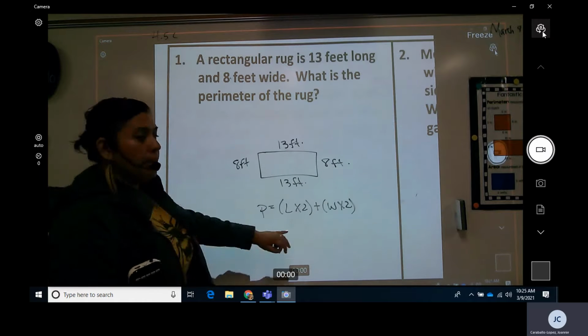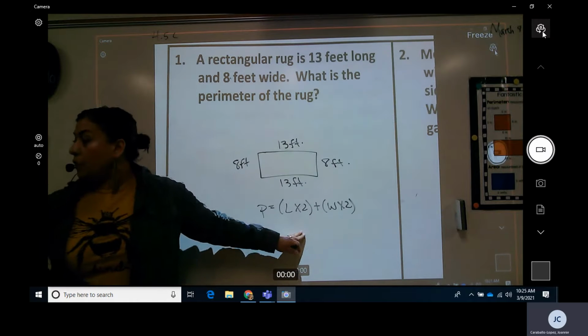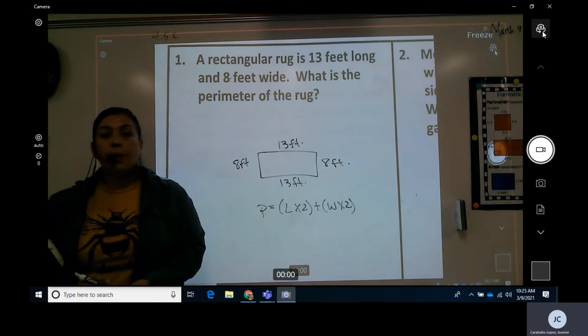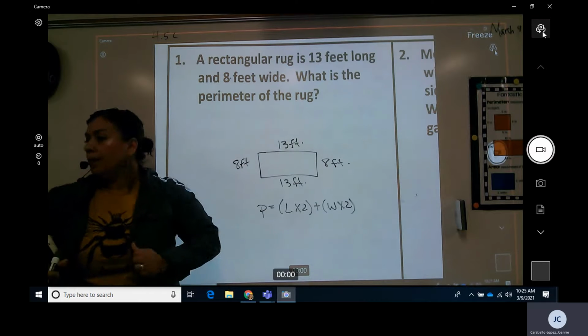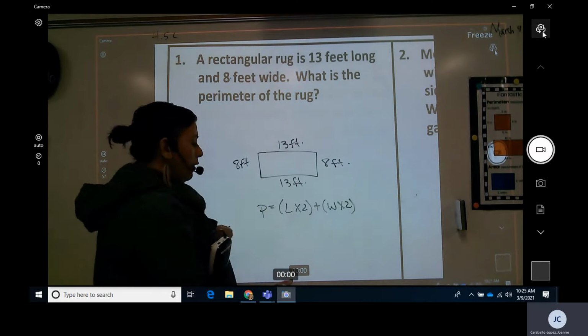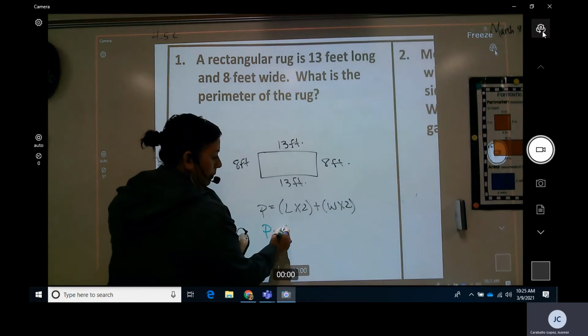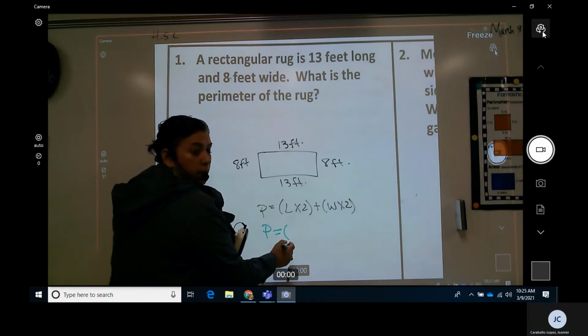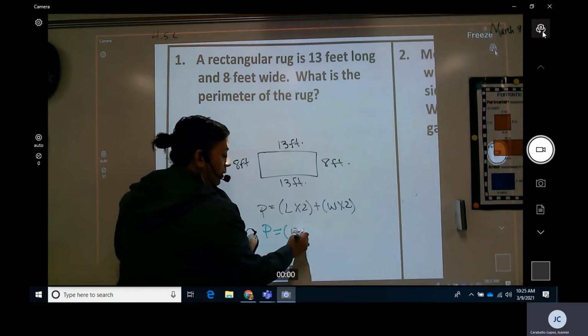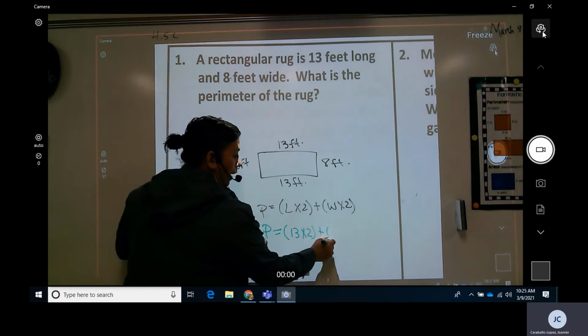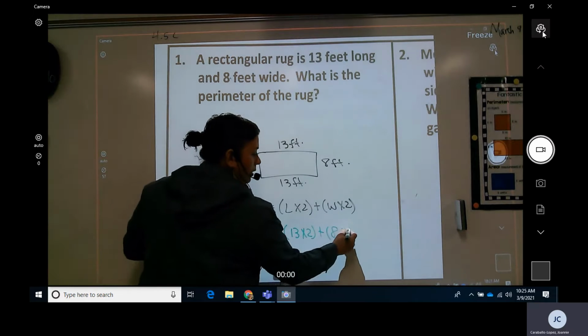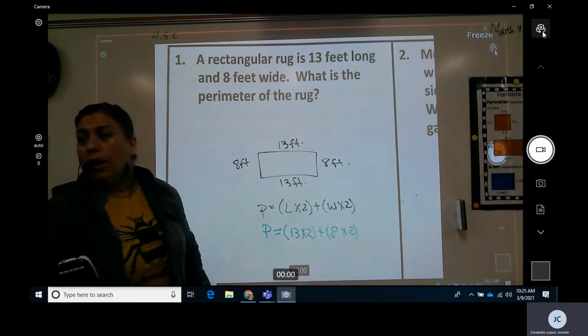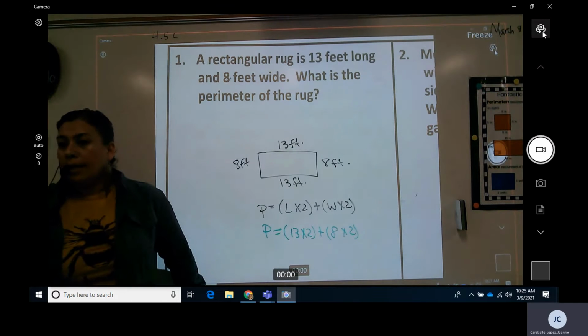So what you do is this is the formula, right? So what you're going to do is you're going to plug in your numbers, right? So what goes in place of the L? Let's rewrite this. 13 times 2, right? Plus what? 8 times 2. So have you ever heard of please excuse my dear Aunt Sally? So please means parentheses. You always do parentheses first.